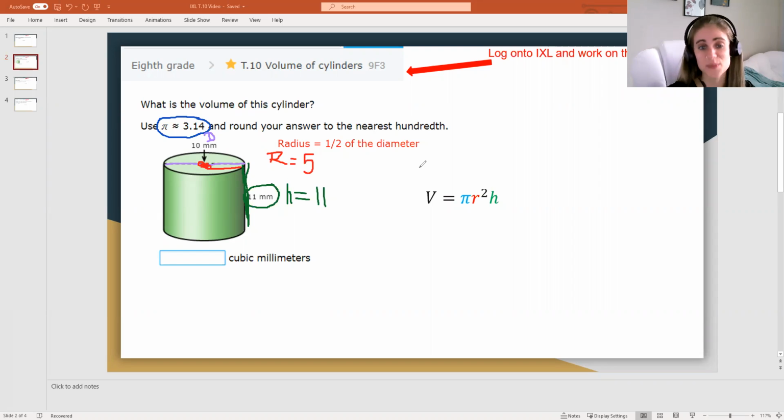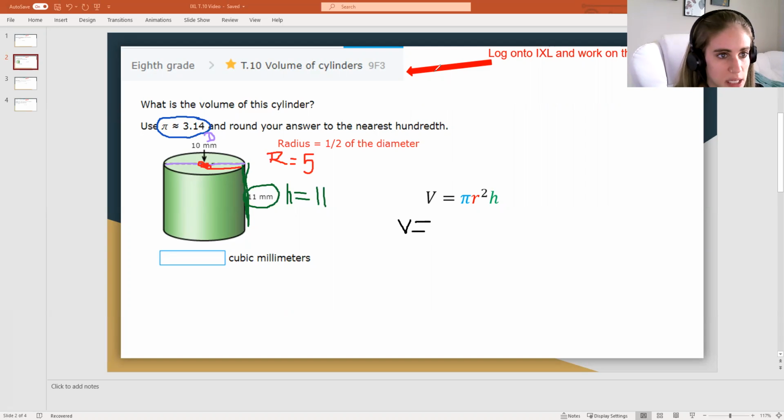There will be times that you'll have problems like this, where you have to make sure that you don't go too fast and just get in the habit of saying, oh, they're always giving me radius. No, sometimes they'll give you diameter and you have to quickly find the radius. But your radius is half the diameter. So what we just did there is we took our diameter, which was 10, and divided it by 2. And that gives us a radius of 5. All right, now we have all the information that we need so we can substitute it into our formula.